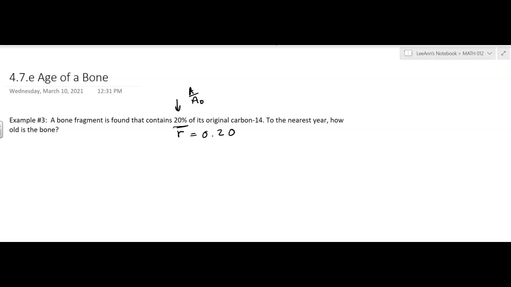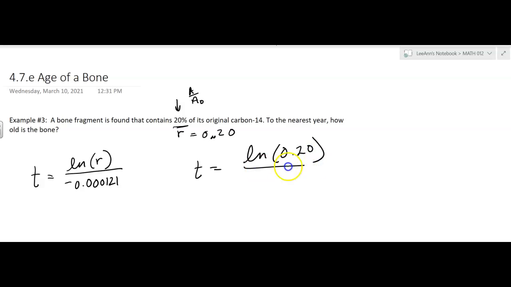Now, this refers to the formula that we had in the last video. T equals the natural log of R over negative 0.000121, just no T, just 121. Okay, so now that we know 20% is what we have left, we know what the R is, so we can figure this out. So time is going to be equal to the natural log of 0.20 over negative 0.000121, and we're going to put that in our calculator and see what we get.